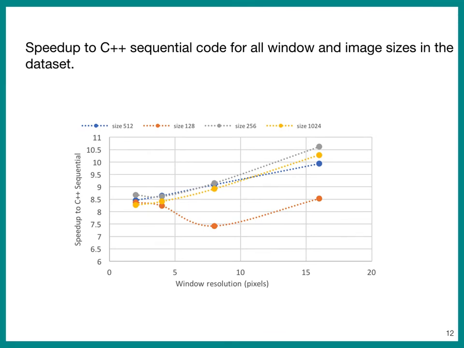Here we see the speedup to C++ sequential code for all window and image sizes in the dataset. We did not completely obtain the trend we expected. On one side, we expect that for a larger Ranklet window, we get more speedup, which was in fact the case. However, we would also expect the speedup to increase with ascending image size, which didn't happen. The greatest speedup was for images of size 256.